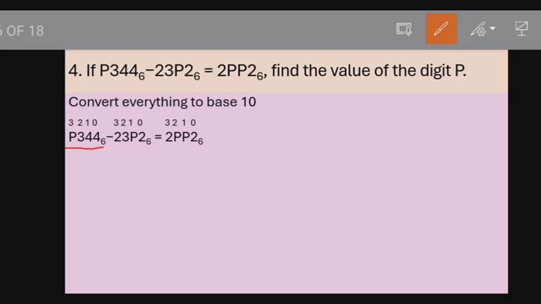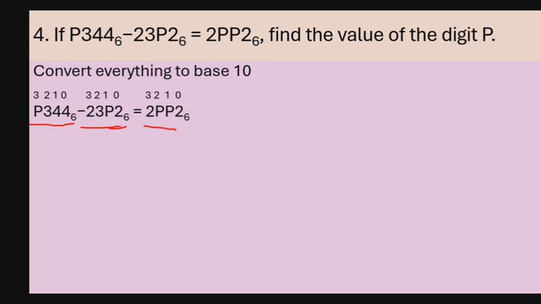Then you do the same thing to 23P2, starting from 0, 1, 2, 3. Then we come over to the right side, which is 2PP2 base 6. We do the same thing. So after that, we now multiply. You know how we used to do the multiplication.